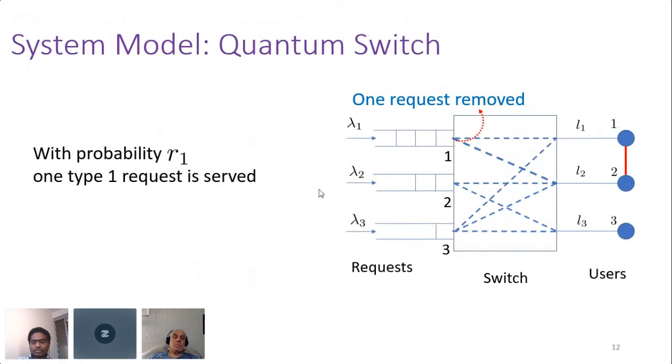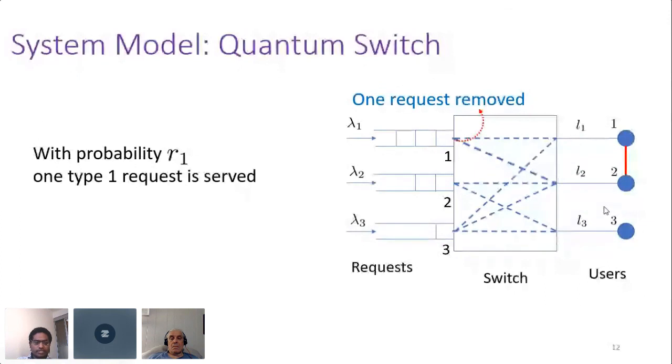So it will perform an entanglement swapping operation, and that operation will succeed with probability R1, which would result in an end-to-end entanglement set between user 1 and user 2. Whenever we create an end-to-end entanglement for these two users, we will remove one request from this queue. In this way, requests stored in queues are processed by creating end-to-end entanglements for the requested users.